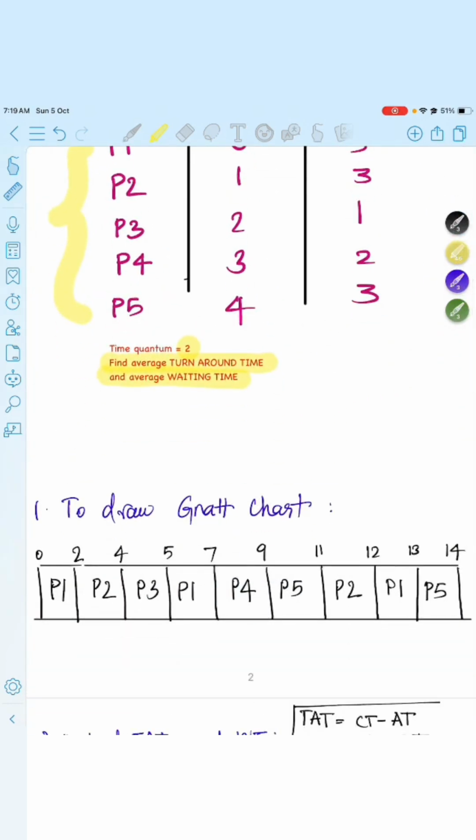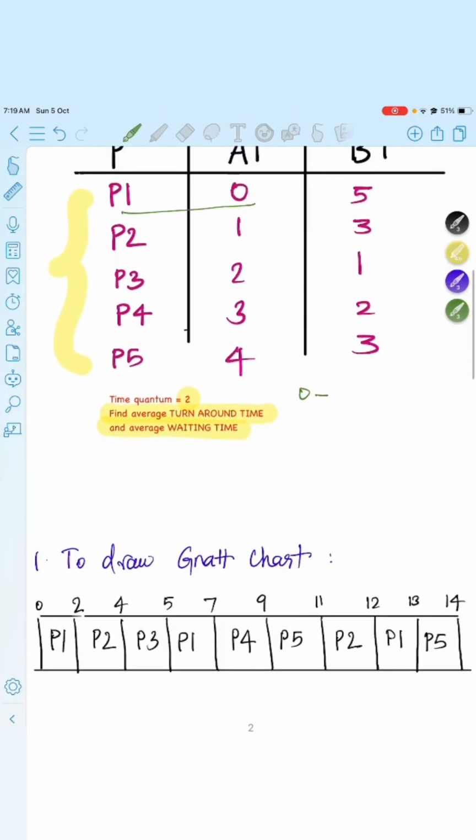Let me explain how this Gantt chart has been made. At timeline 0, P1 arrives. So P1 takes the CPU. And at timeline 1, we have to note that P2 has arrived. So in the ready queue, P2 will be waiting to get the CPU once P1 completes its task for 2 timelines.